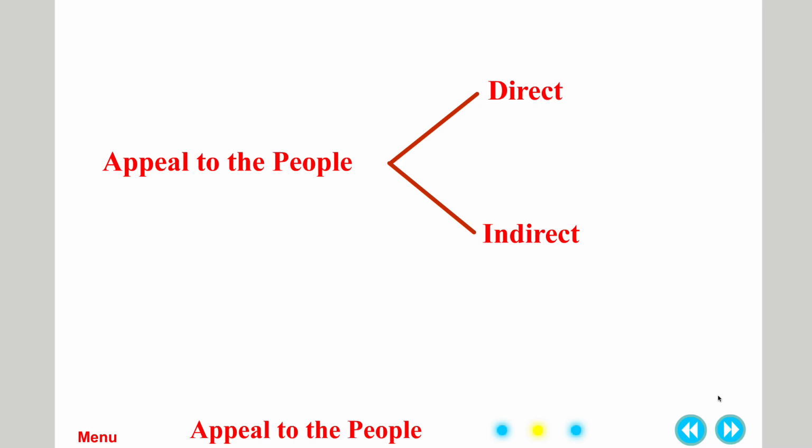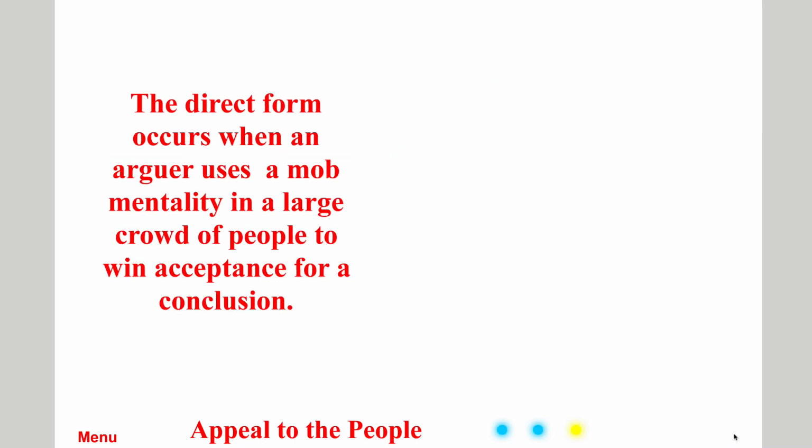There's direct and indirect appeals to the people. The direct form occurs when an arguer uses a mob mentality in a large crowd of people to win acceptance for a conclusion, right? Everybody here is in favor of this, and therefore you should be too. But again, just because everybody believes it does not make it so.